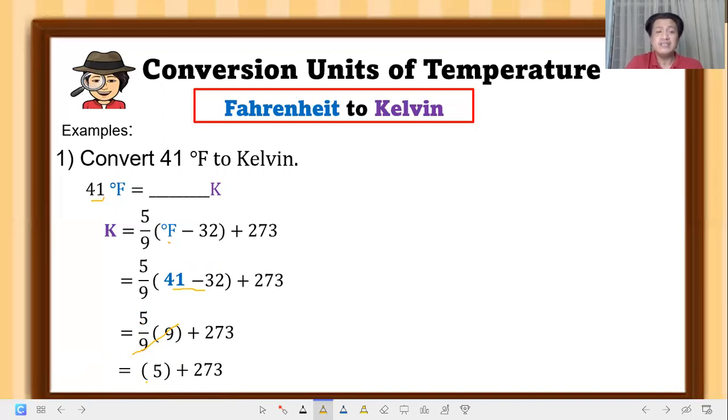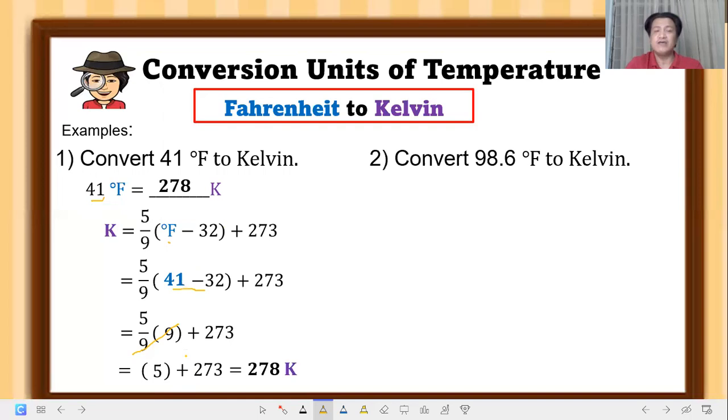Okay? And then, tsaka mo i-add yung 5 plus 273. Yan ngayon yung measure kapag na-convert na natin sa Kelvin. Meaning to say, 278 is equal to 41 degree Fahrenheit. Yan yung measure niya. Okay, let's have number 2.